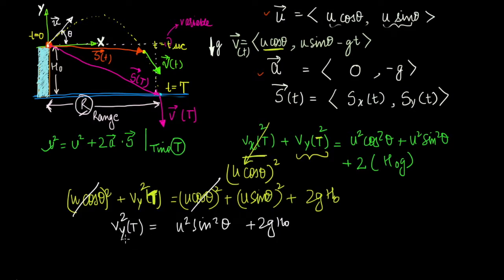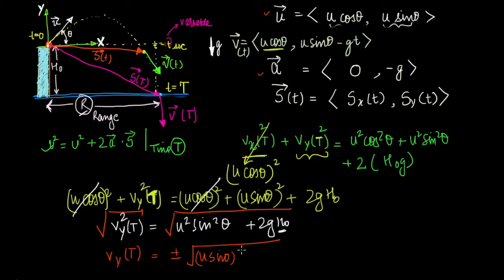Now if you want to figure out what the final velocity vector would be as a function of this height, remember that we must take the root at both the sides. So if we take the root at both the sides, we get this. Now remember, this means that v sub y of capital T should be either plus or minus root of u sine theta whole square plus 2g h sub 0.